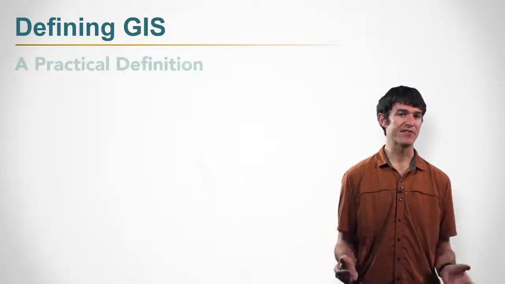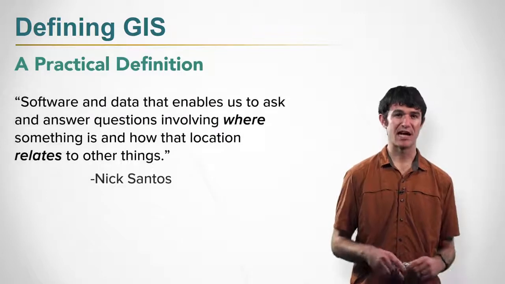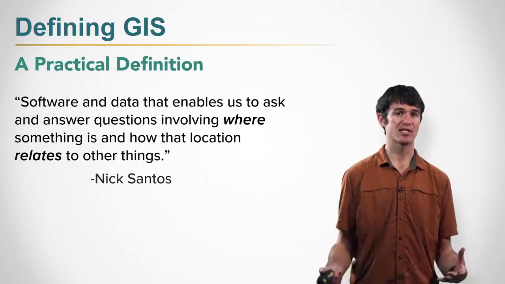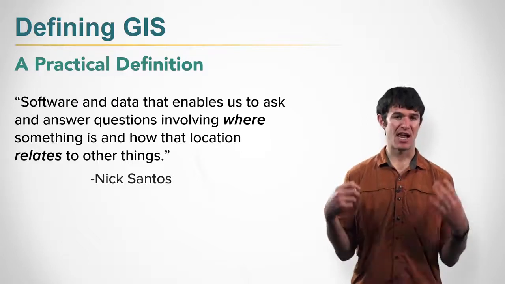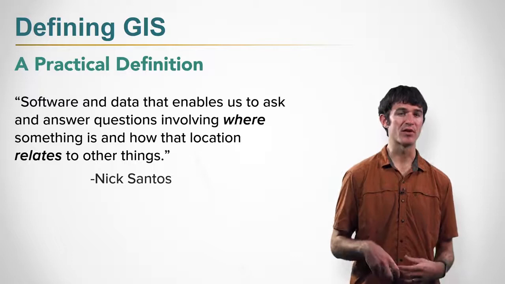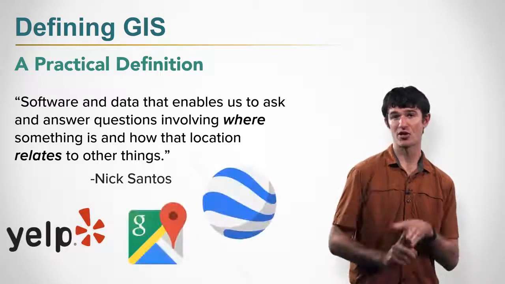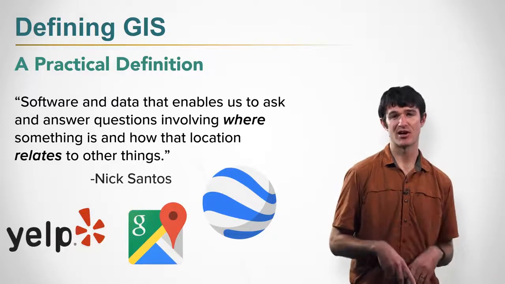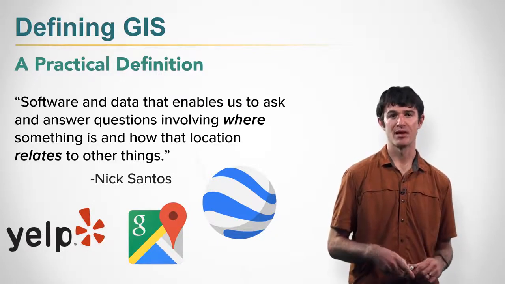A more practical definition of GIS would be software and data that enable us to ask and answer questions involving where something is and how that location relates to other things. So I'd say if it can analyze spatial relationships or if it can display location information to you, it's probably a GIS. That includes Yelp, Google Maps, Google Earth, your GPS in your car. Anything that involves spatial information is probably a GIS.